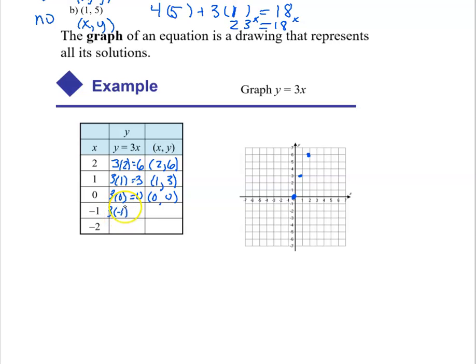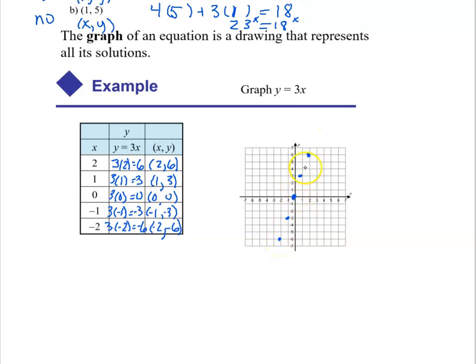If I plug in negative 1, 3 times negative 1 is negative 3. And so I would have a coordinate at negative 1, negative 3. So I'm going to walk to negative 1, but this time I'm going to go down to negative 3. And if I have 3 times negative 2, that's going to get me negative 6. So I would have a point at negative 2, negative 6. So negative 2 down to negative 6.